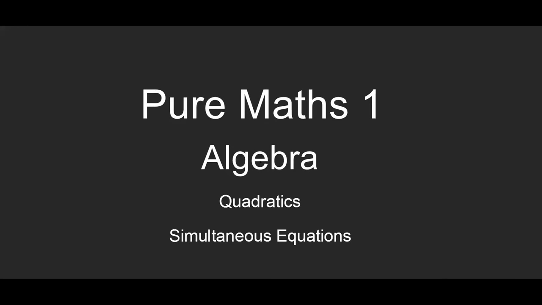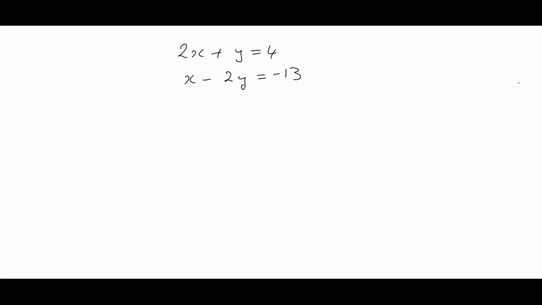This video in the Pure Maths 1 course covers solving a pair of simultaneous equations where one is linear and one is quadratic. First of all, let's revise how to solve a pair of linear simultaneous equations, like we have here, where both equations are linear. In other words, there's no x squared or y squared or xy or higher power terms in either equation. They're both linear. There are two techniques to do this.